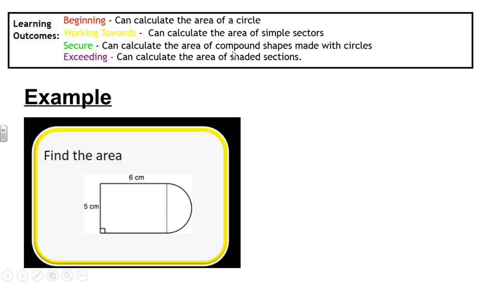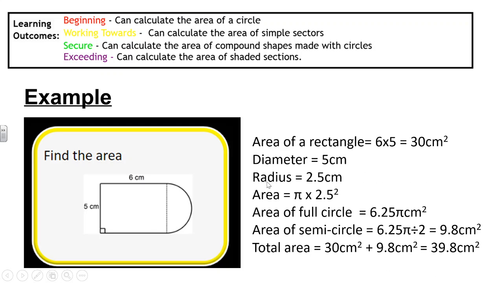Okay, moving on to the secure objective now. Can calculate the area of compound shapes made with circles. So this compound shape is made of a rectangle and a semicircle. How we tackle finding the total area is to split them up in their 2 parts and then add the areas together. So first of all, we've got the area of the rectangle, which is base times height.